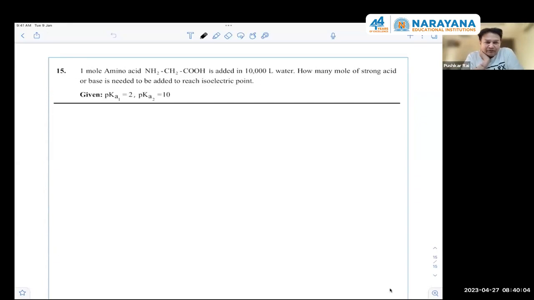So 1 mole of amino acid NH2CH2COOH, it's a hypothetical question because I don't know the correct pK1, pK2 of glycine. But I've chosen it where pK1 is close to 2 and pK2 is close to 10. It is added to 10,000 liters of water. How many moles of strong acid or base need to be added to reach the isoelectric point? That is one challenging question you have.